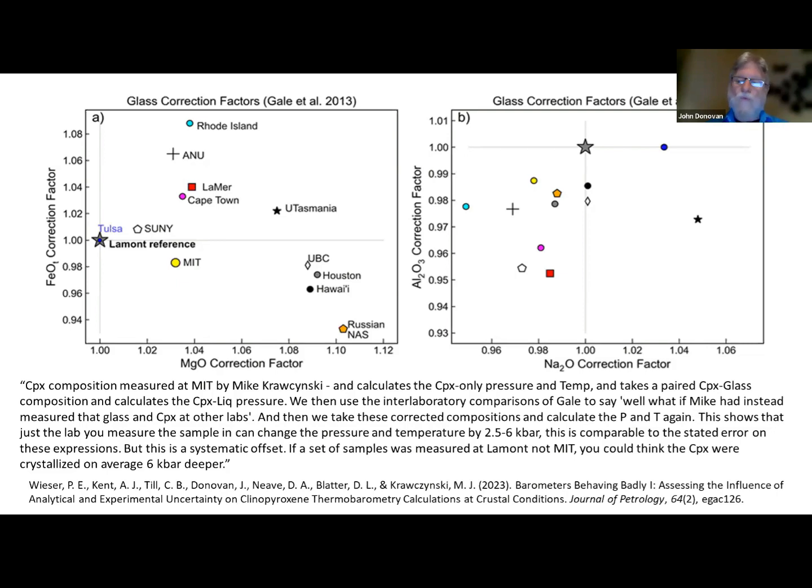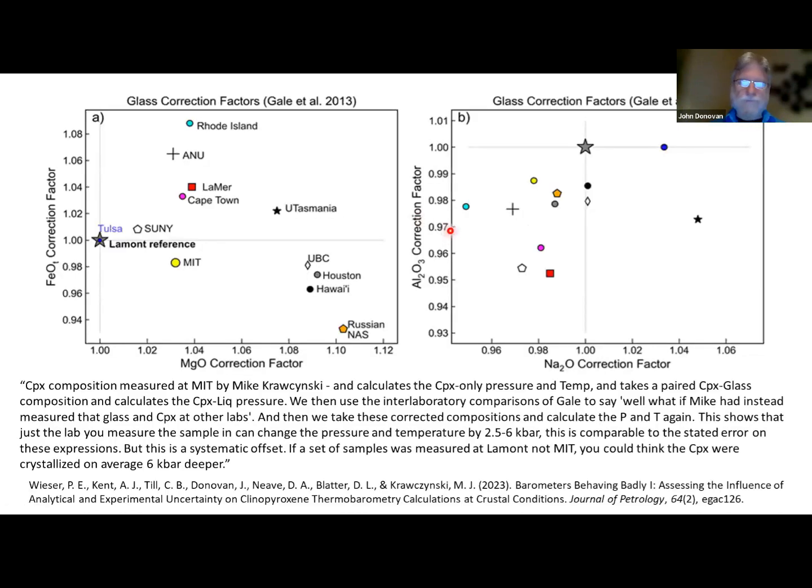And why is that? There are lots of reasons, but one reason is that we're using different standards that are actually not what we think they are. And so you can see in this plot of iron versus magnesium, and then the aluminum versus sodium here, you know, whoops, let me go back.